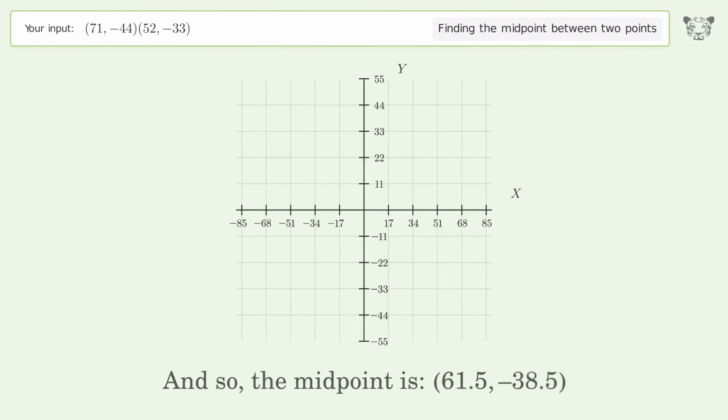And so, the midpoint is 61.5, negative 38.5.